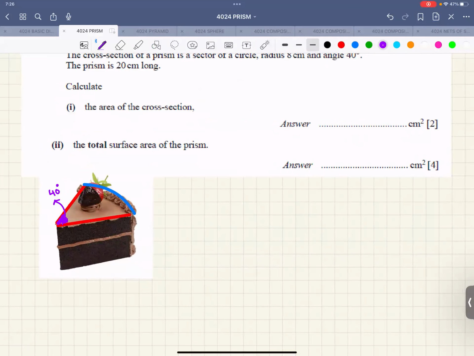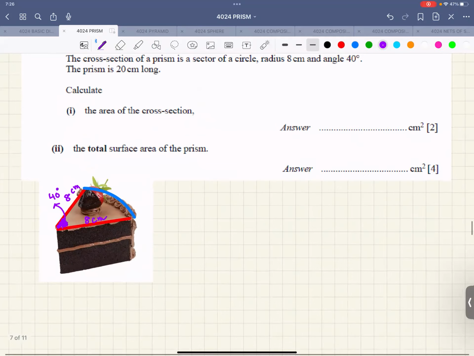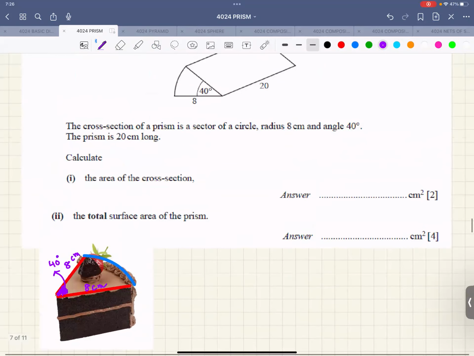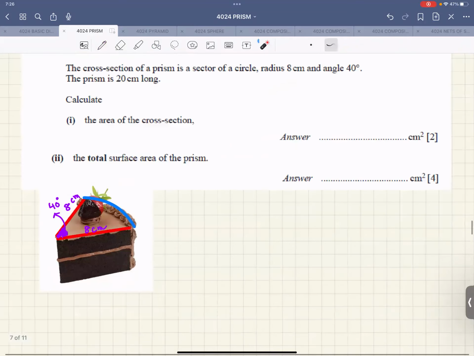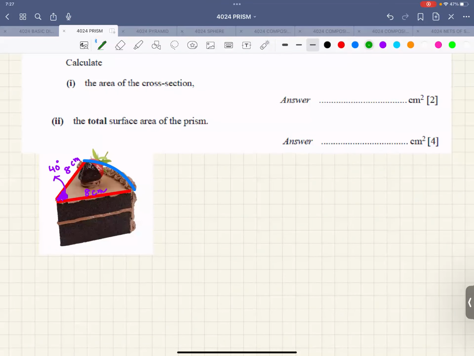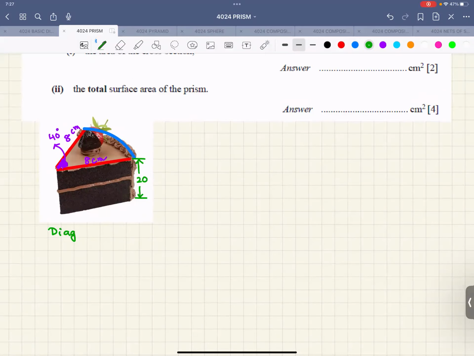So therefore, this thing is 8 centimeter. It's not drawn to scale. It's just a rough diagram. And this thing over here is 20. That means if I stand it up, from here till here, that is 20 centimeter. Keep in mind, the diagram is not drawn to scale. It's just a rough diagram.